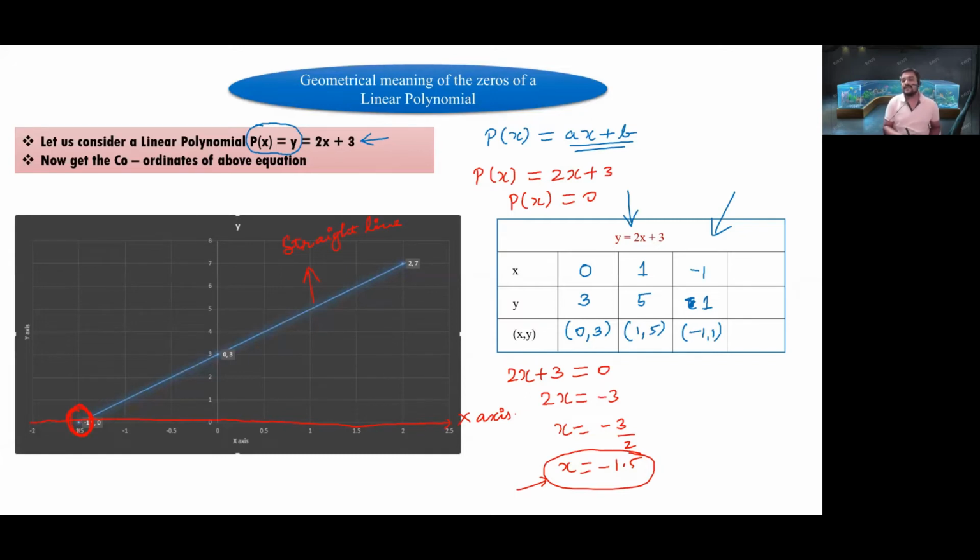Okay, अभी ये linear polynomial है तो एक ही 0 मिलेगा. So that's why this line will cut the x-axis only once. Is it clear to everyone?